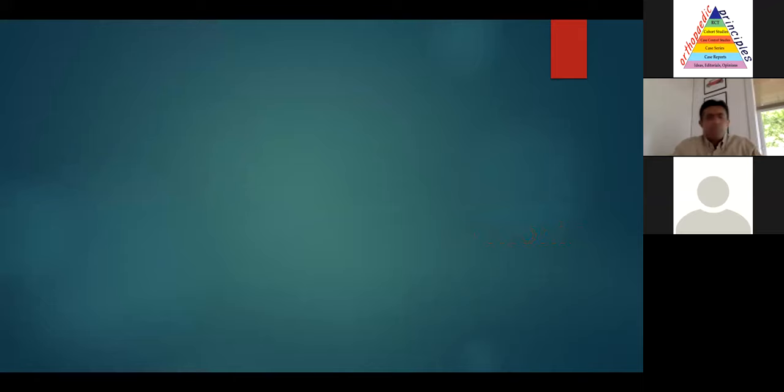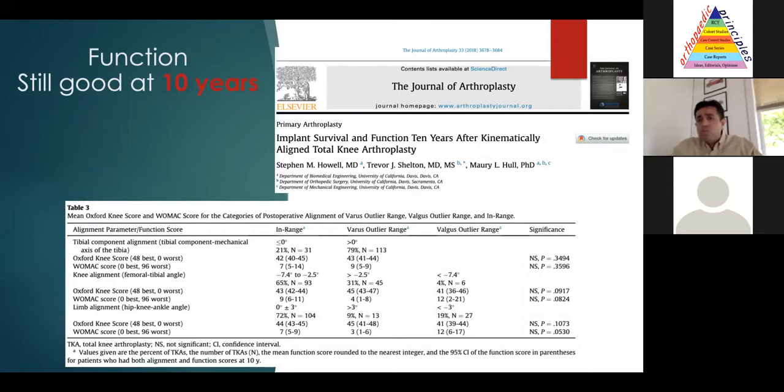What about at 10 years? It seems that at 10 years, again, the function is no different and equally good whether you perform them in the range, varus outliers or valgus outliers. So it almost seems like you can put the knee anywhere, and as long as you put a good knee in, it should do well.